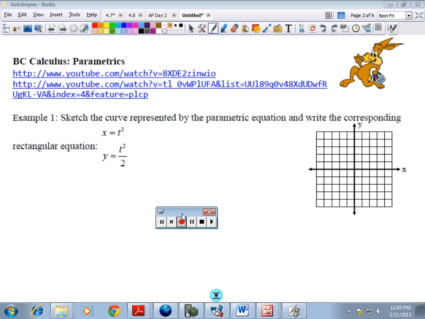Okay, today we're going to talk about parametrics, which you should have done in pre-calculus. Parametrics relates, you always have an x equation and a y equation, and they're in terms of t, and typically when we say t, we're talking about time. So it asks us to sketch the curve represented by the parametric equation and write the corresponding rectangular equation.